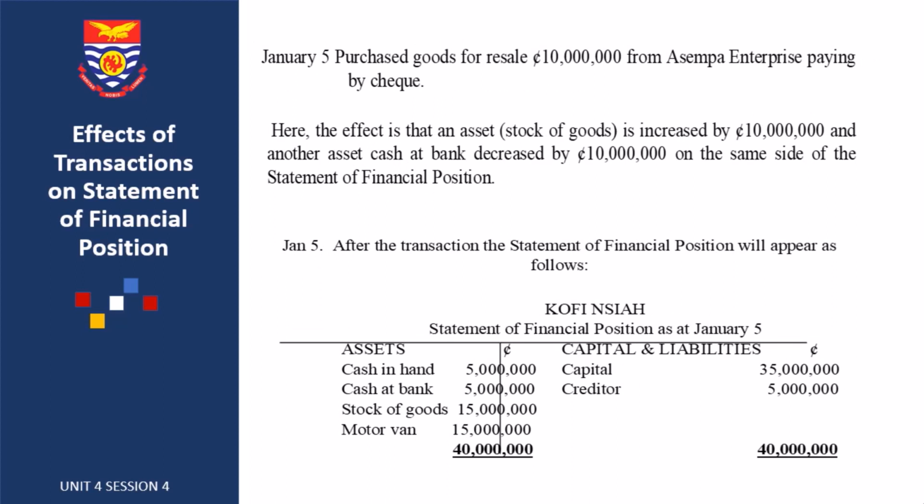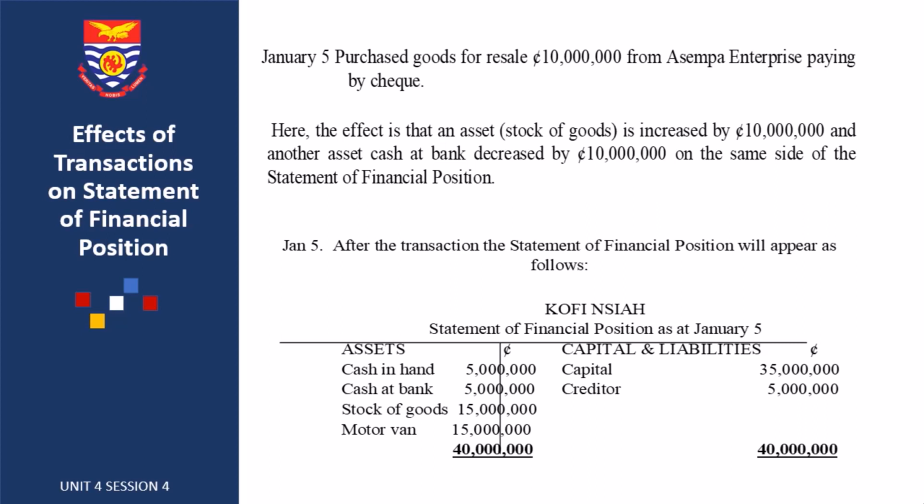January 5, purchase goods for resale, 10 million Ghana cedis, from Asempa Enterprise, paying by check. Here the effect is that an asset, stock of goods or the inventory, is increased by 10 million Ghana cedis, and another asset, cash at bank, decreased by 10 million Ghana cedis on the same side of the statement of financial position.